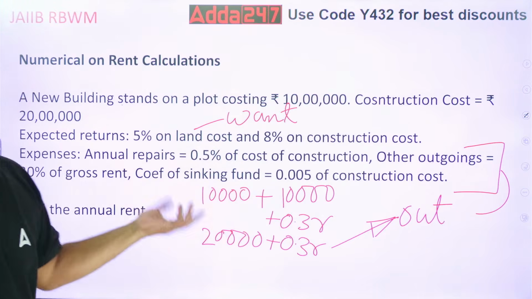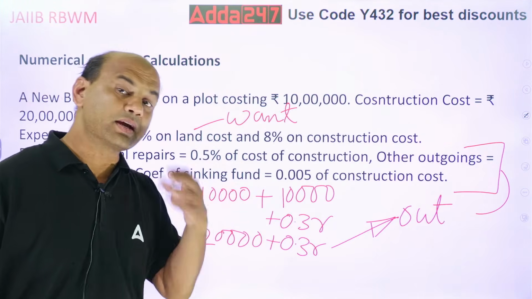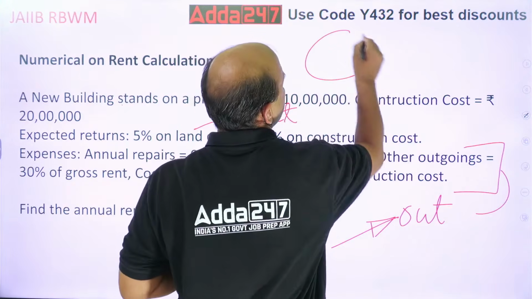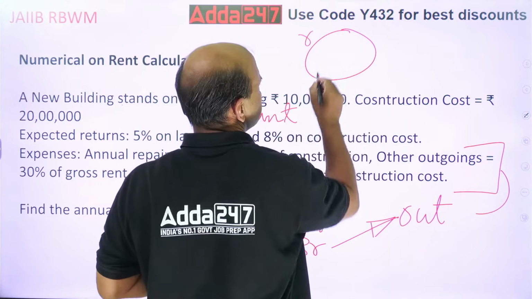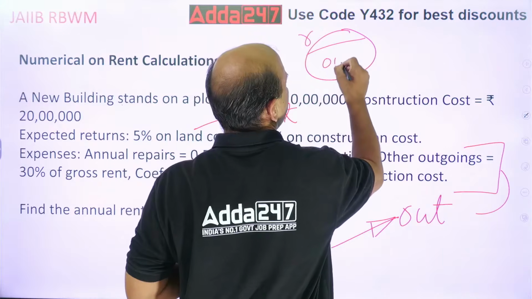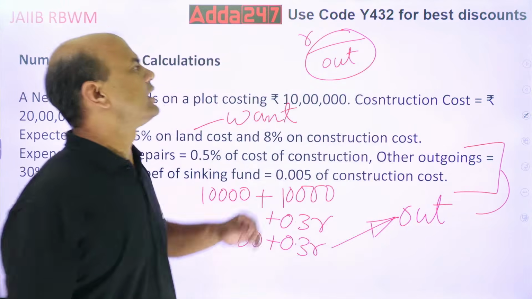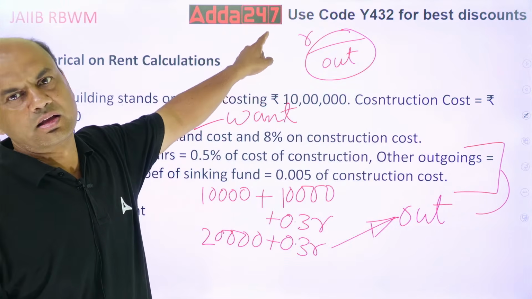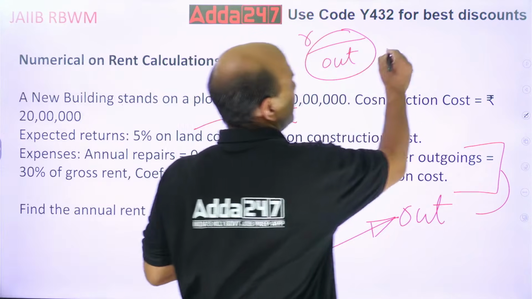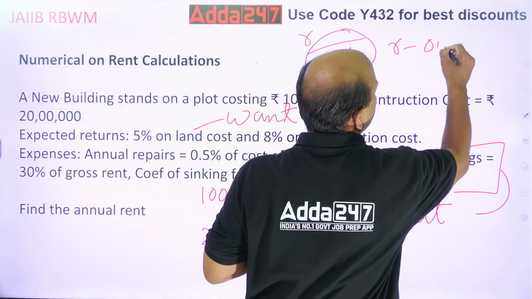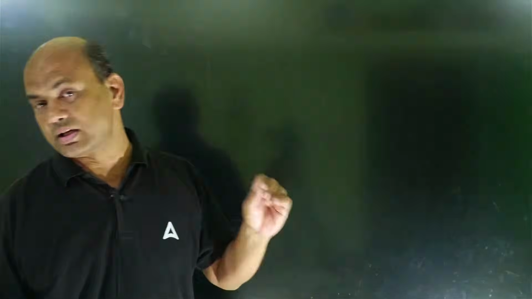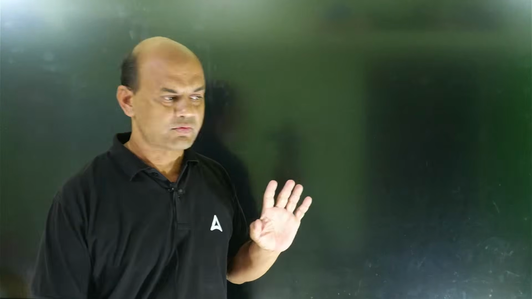So if this is going out, what am I getting? Net net, look at this. I am getting rent R, and out of this, this is going out. So what is remaining then? R minus outgoing. What is remaining with me? R minus outgoing.